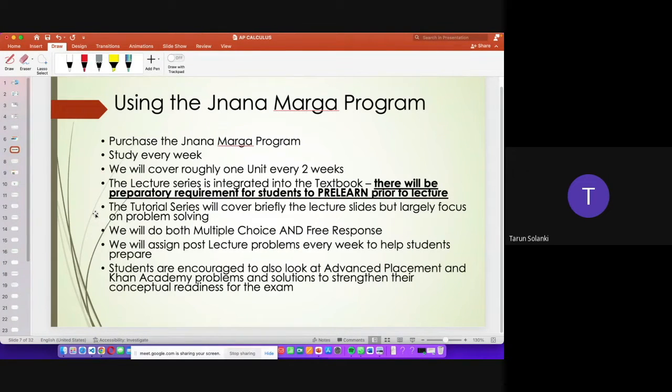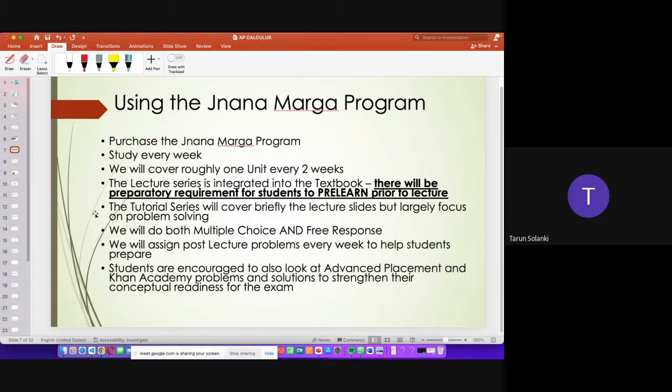This lecture series is integrated into the textbook. There will be preparatory requirements for students to pre-learn prior to the lecture. We'll be providing slides also. The tutorial series will cover the lecture and slides briefly, but largely focus on problem solving. We'll be solving live problems in the class, and we'll do both multiple choice and free response questions.